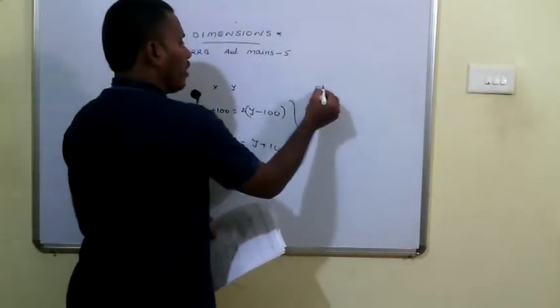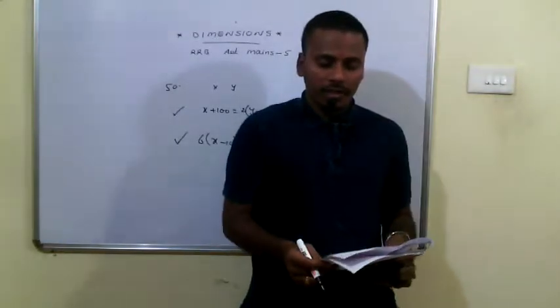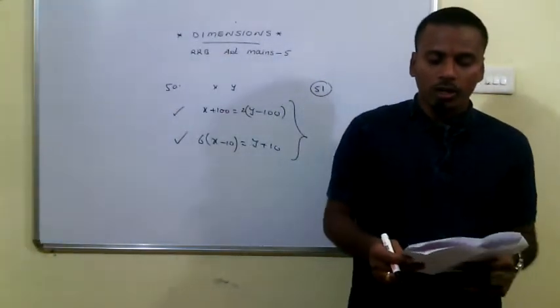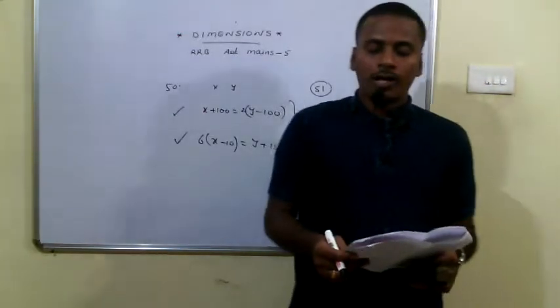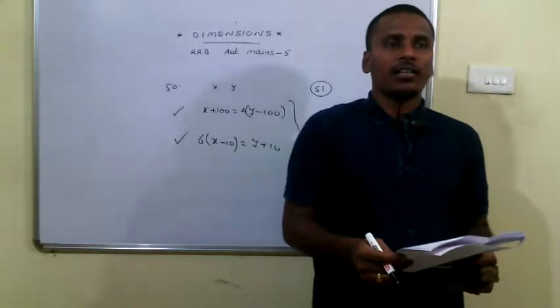Coming to the 51st problem. How many bricks, each of dimensions 30 centimeters into 15 centimeters into 10 centimeters, will be required to construct a wall of 9 meters long, 6 meters high, and 40 centimeters thickness?